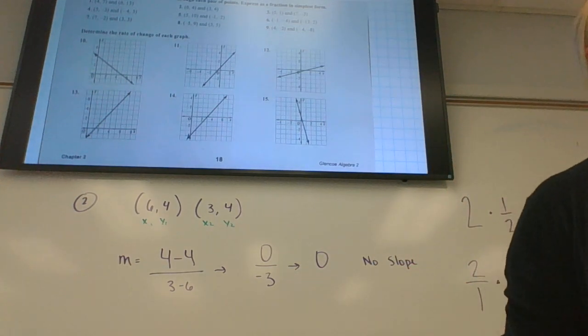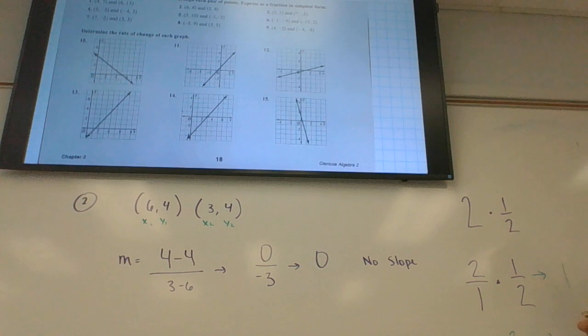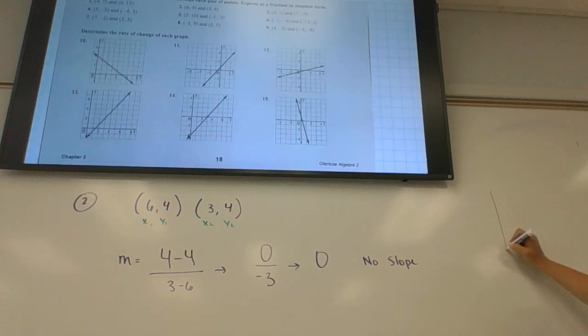So number 2: zeros in numerators are okay. A zero in a denominator would be called undefined. So I just want to draw what a no-slope line looks like.